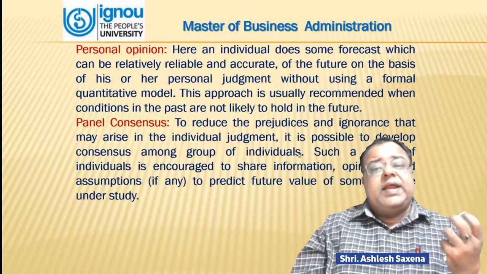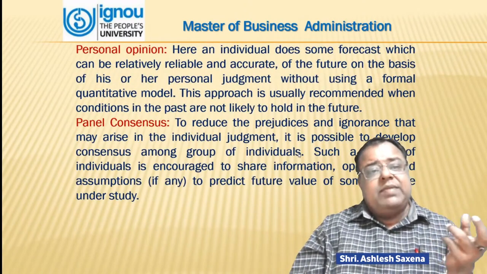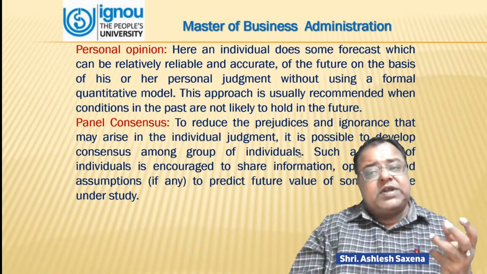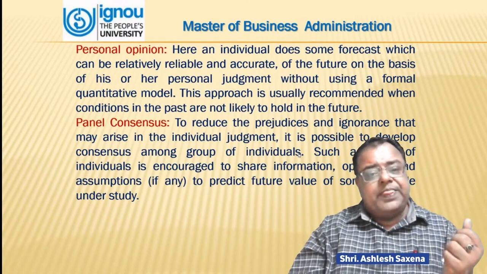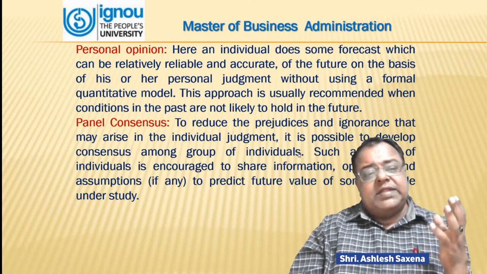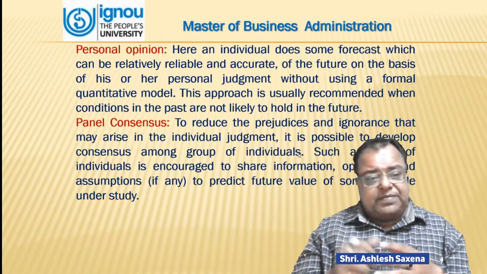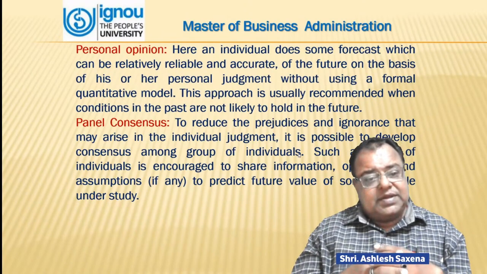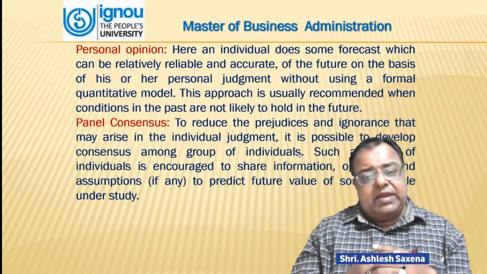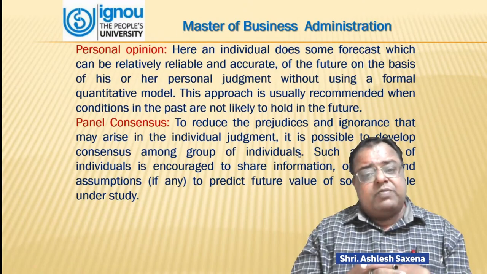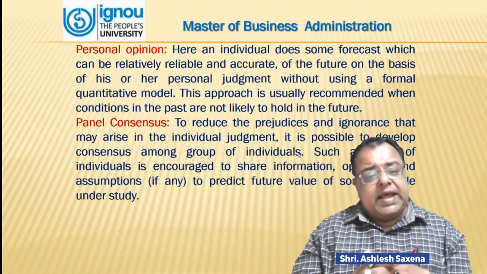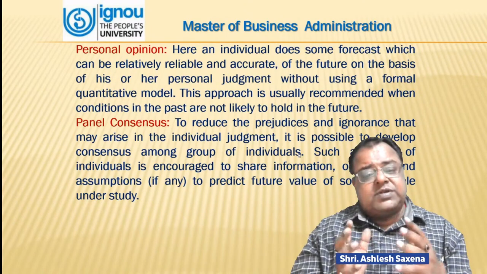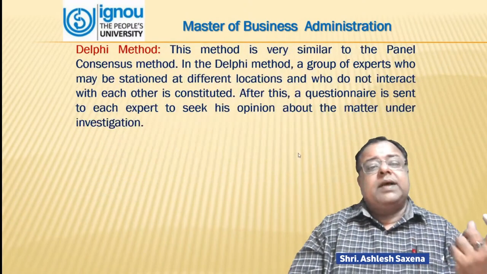Personal opinion. Here an individual makes a forecast of the future, which can be relatively reliable and accurate, on the basis of his or her personal judgment without using a formal quantitative model. This approach is usually recommended when the conditions in the past are not likely to hold in the future. Panel consensus. To reduce the prejudice and ignorance that may arise in individual judgment, it is possible to develop consensus among a group of individuals. Such a panel of individuals is encouraged to share information, opinions, and assumptions, if any, to predict the future value of some variable under study.